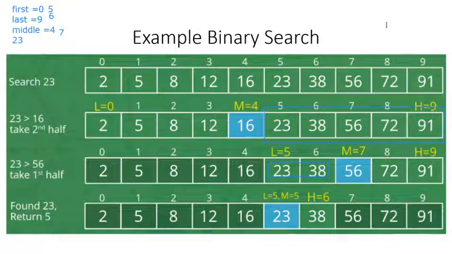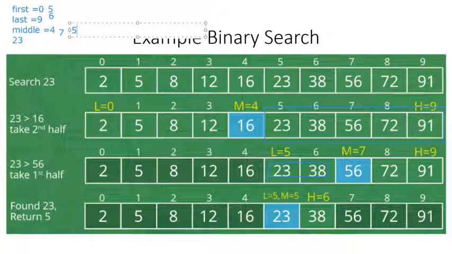And what will be the new value of the middle? The new value of the middle will be 5 plus 6 divided by 2, which is equal to 5. Now look for the element at location number 5, or index number 5. It is 23, which is equal to the element that we are searching for. And hence the element has been successfully found at index number 5. So we are going to return 5. So this is how the binary search algorithm proceeds.